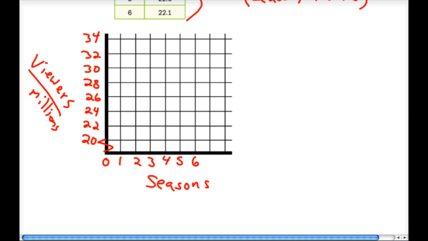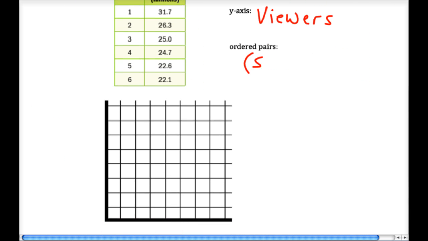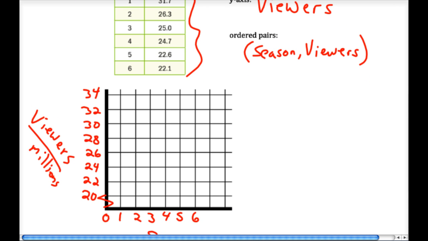Okay? So now, everybody take their data, their 6 data points, and graph them. And just estimate. It doesn't have to be perfect. At season 1, there was 31.7. So that's right below 32. Put a big old point there. At 2, 26.3. So right over the 26. At 3, it's 25. 25 would be right in between 24 and 26.